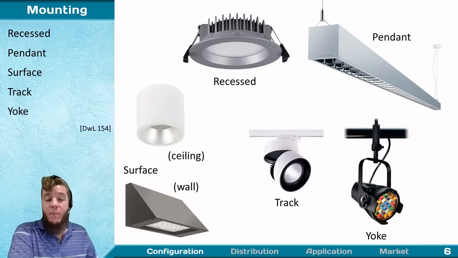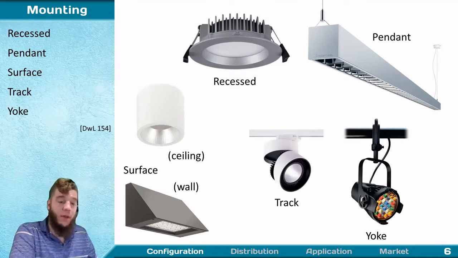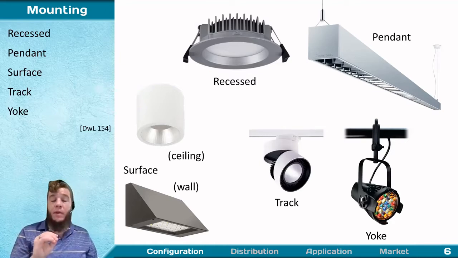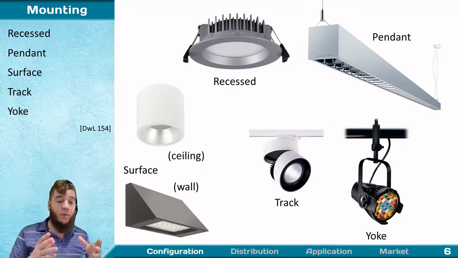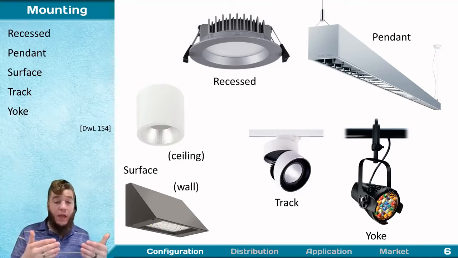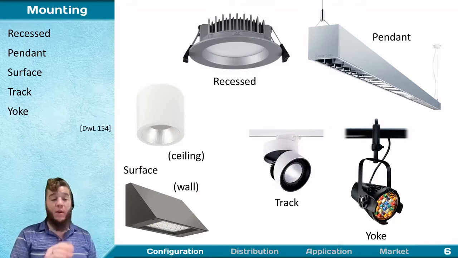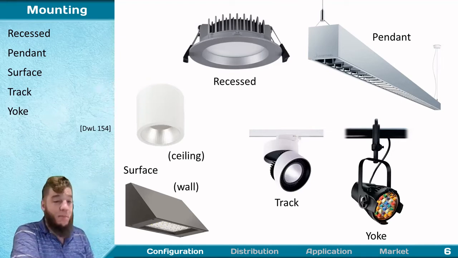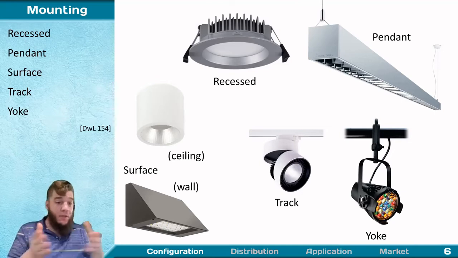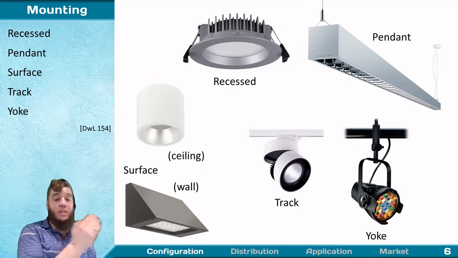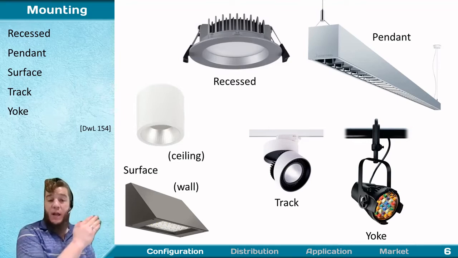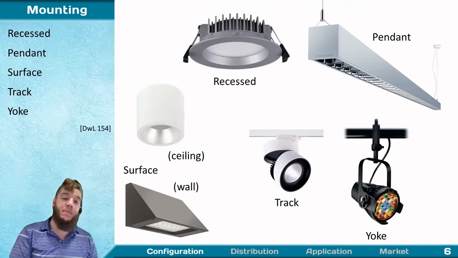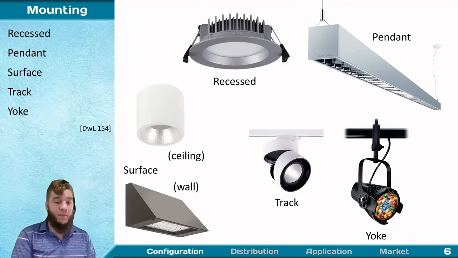Then the last two mounting options I want to mention are track and yoke. Track lighting is common. And what's really nice about track lighting is that it's user aimable and adjustable. So if you have something like an art gallery that's going to be constantly reconfiguring their space, track lighting may be the only way to go because you're going to provide some recessed ambient fill light. But when you're targeting artwork that is going to change exhibit to exhibit, you need the actual users, the occupants and employees in that space, to be able to aim and adjust those lights on an as-needed basis.